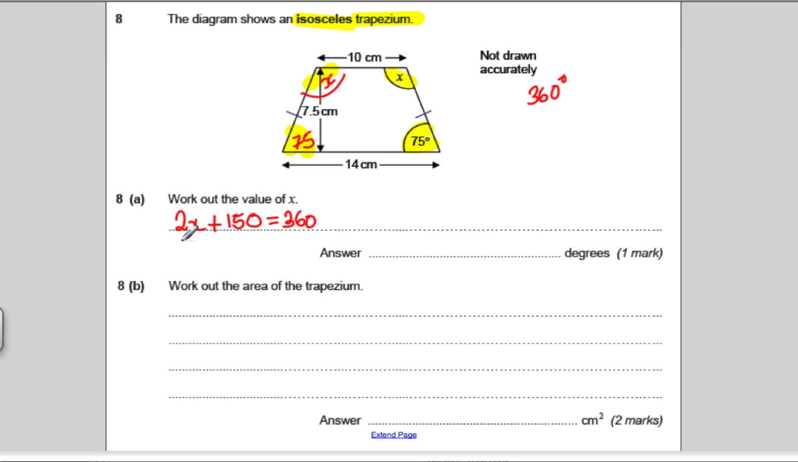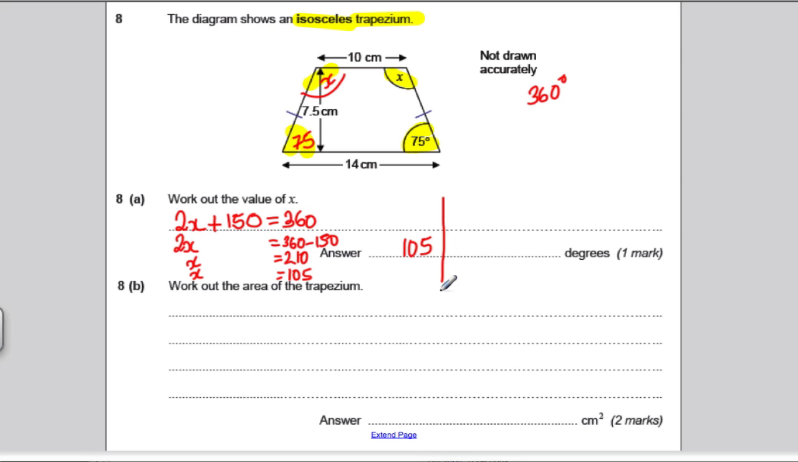So let's do that instead. 2x would be 360, take away 150, which is 210. So 1x would have been half this, which would have been 105. So 105 degrees would have been x. Have a sense check. Does it look right? Well, yes, it does look right.